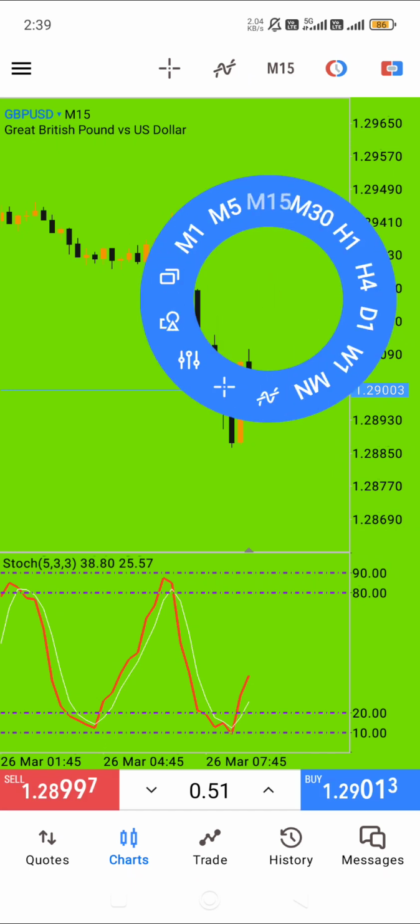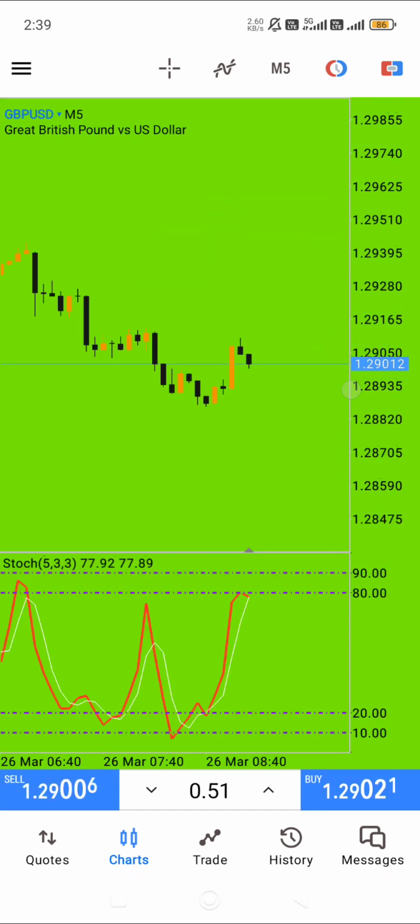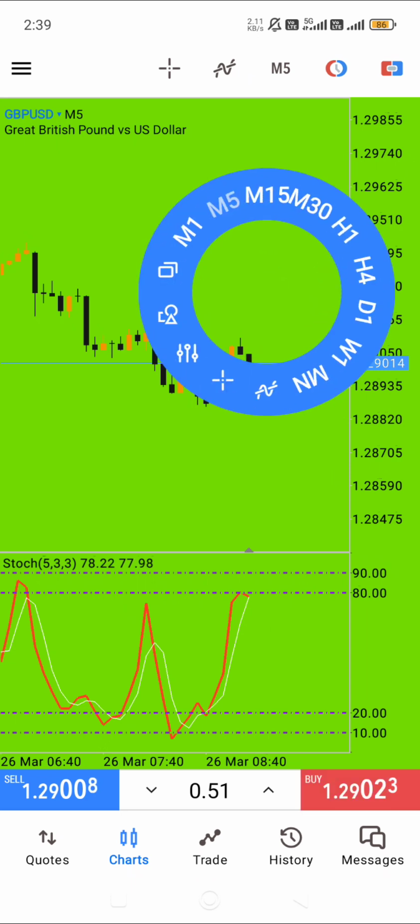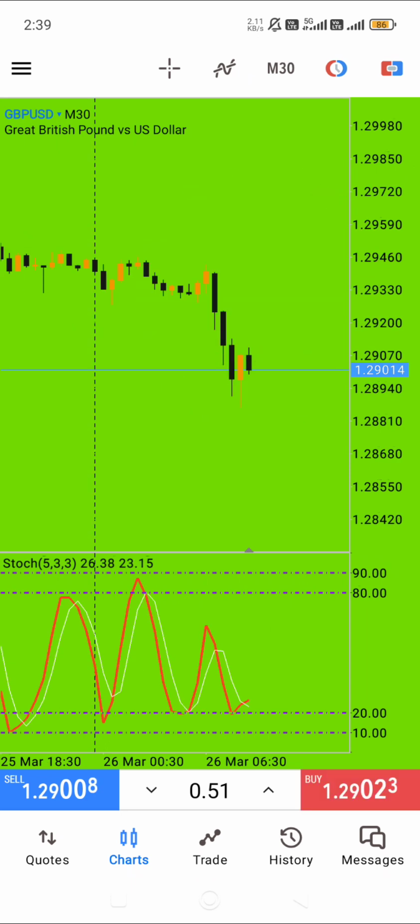This is the 15-minute time frame. 5-minute time frame. Try to use the maximum time frames, and you get the maximum confirmation. There 10 to 20, both lines touch and cross the indicator. It will go up like that.